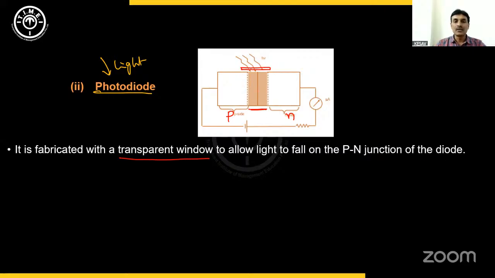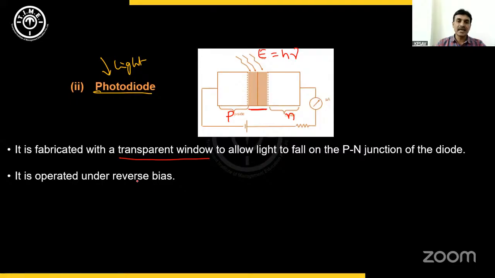This falling light carries energy, where that energy is given by h nu, where nu is the frequency of radiation. That is the energy it absorbs and forms the hole and electron pairs. These hole and electron pairs will contribute to the conduction.